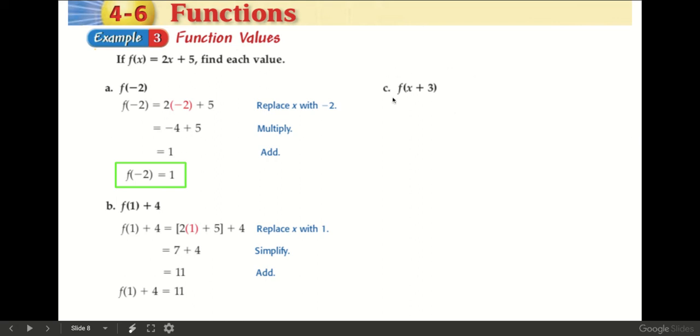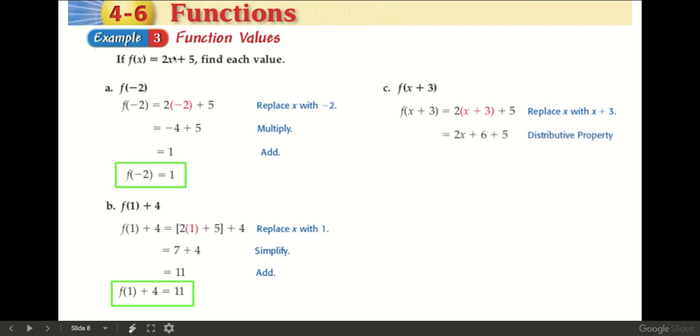Now we're going to do the same thing with C. Now this one looks a little bit weirder because look, we have a variable inside. We're inputting x plus 3, but we're going to do it the exact same way. The only difference is our answer will not end up as a number, okay? So here I have f of x plus 3 equals, again, our equation is 2 times x plus 5. So we're going to do 2 times x plus 3 because that's where we're putting in. So instead of x, we have x plus 3 plus 5. Okay? So again, we just took this regular equation, we replaced x with x plus 3.